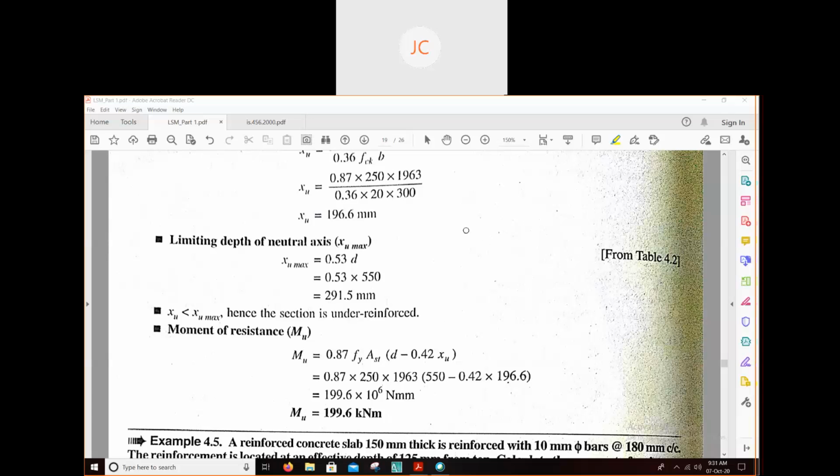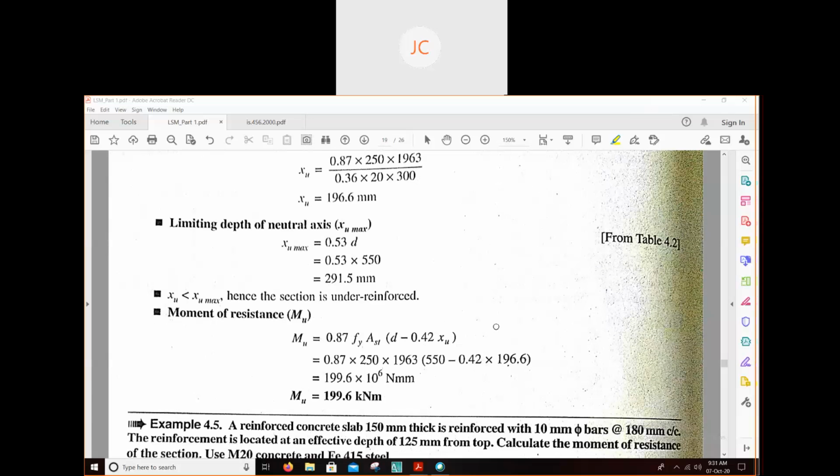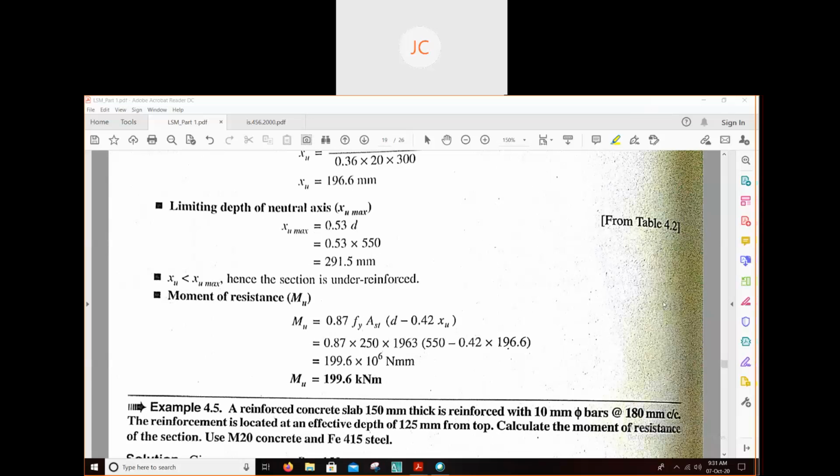Okay, so let us see the next problem. All of you please see the screen. Next, all of you please see the next question. The question is here. I think all of you can read the question. Example 4.5.